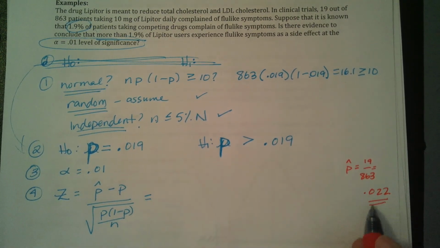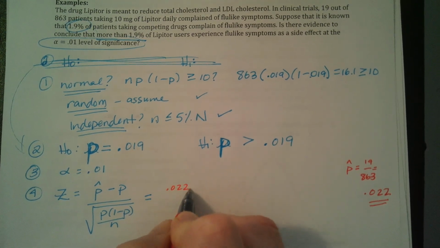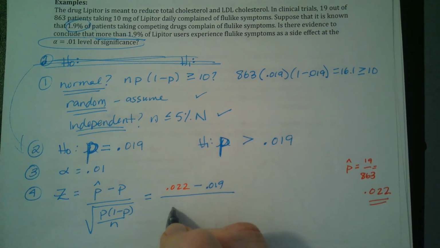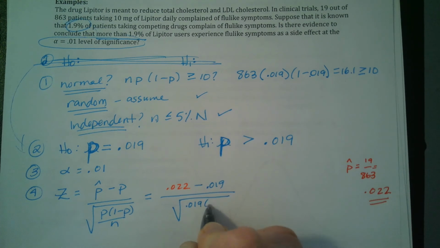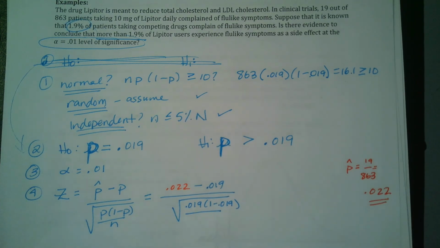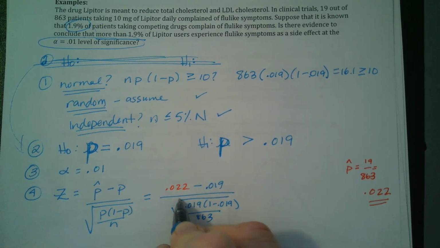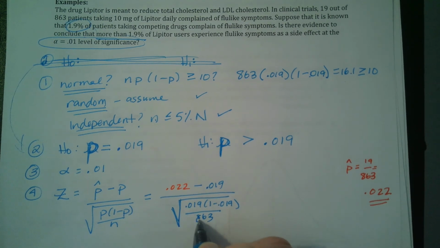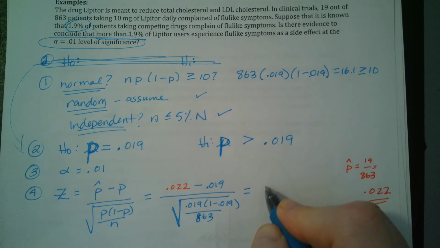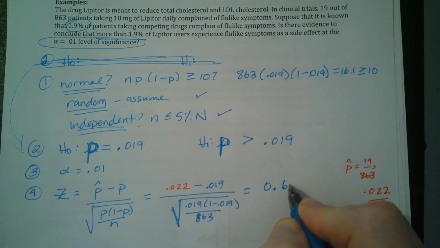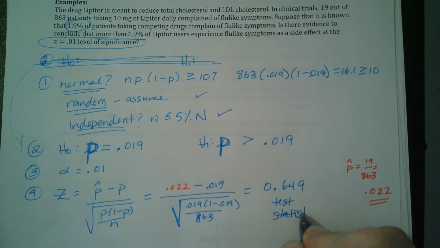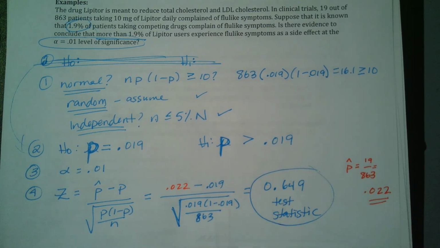P hat is 0.022. And then we subtract the original p of 0.019, divided by the square root of 0.019 times 1 minus 0.019, all over n, and in this case n was 863. Make sure all of that is under the square root, including the denominator. It takes a little practice putting all this into our calculator, but you're going to get, hopefully, that z equals 0.649. And this is what we call the test statistic. It's a statistic because it's coming from your sample.